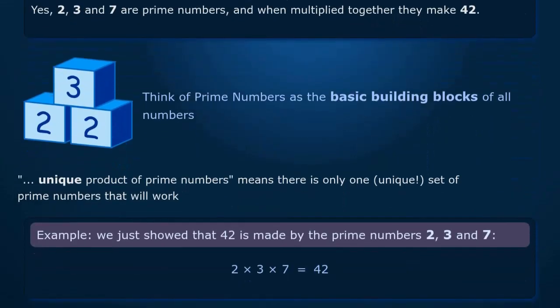Example. We just showed that 42 is made by the prime numbers 2, 3, and 7. No other prime numbers will work. We could try 2 times 3 times 5, or 5 times 11, but none of them will work. Only 2, 3, and 7 make 42.